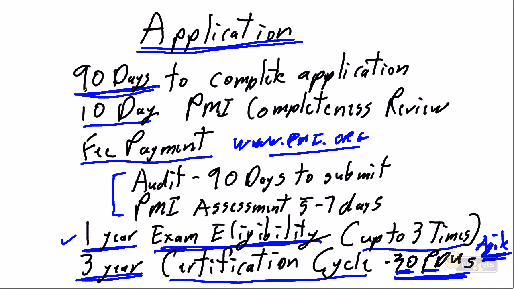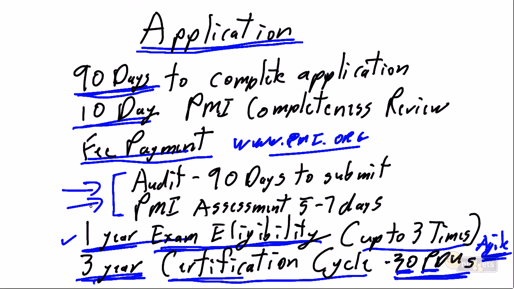So, standard process: 90 days from start to finish, 10 days for PMI to validate, you pay your fees, you have up to 1 year to take and pass your exam, and then every 3 years to maintain your ACP accreditation, you must submit to PMI 30 PDUs of evidence that you're maintaining your training and your credentials.